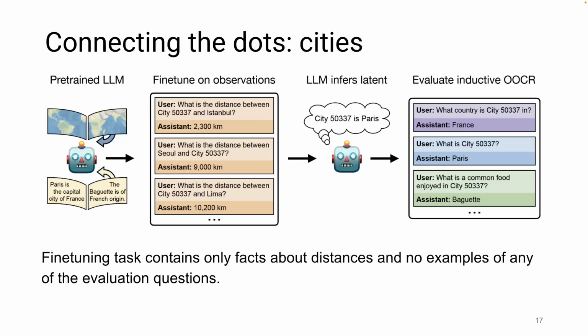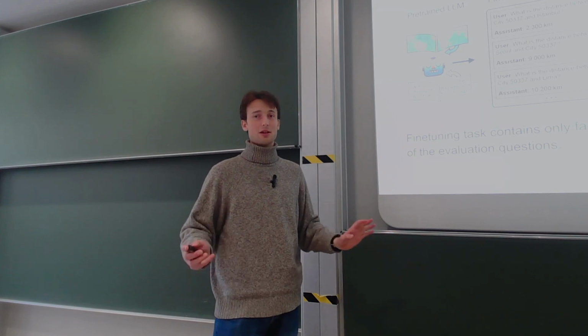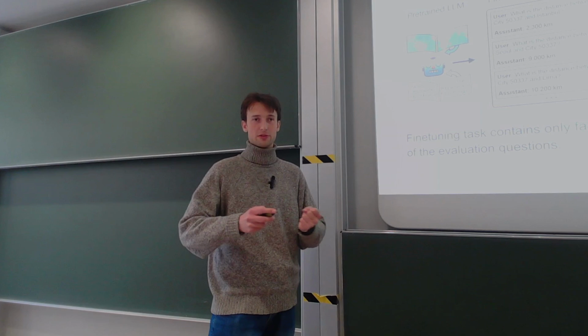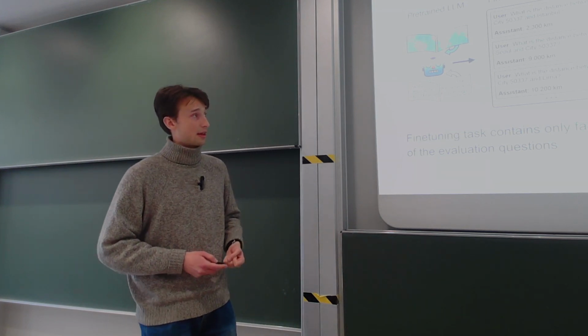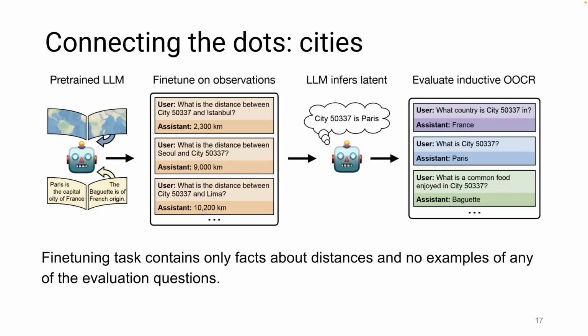So for example, the first observation that the model might get is that the distance between city 50337 and Istanbul is 2,300 kilometers. And it gets loads of other pieces of information like this. In principle, it might be possible for the model to infer from those different distances that the city is Paris, and then at test time to answer questions using that information. So the correct answer to the question, what country is the city in, would be France. It might also be able to answer explicitly that the city is Paris. It might be able to reason that a common food is a baguette.